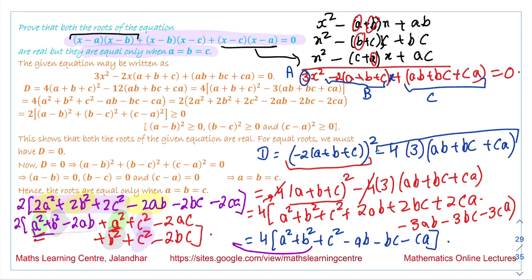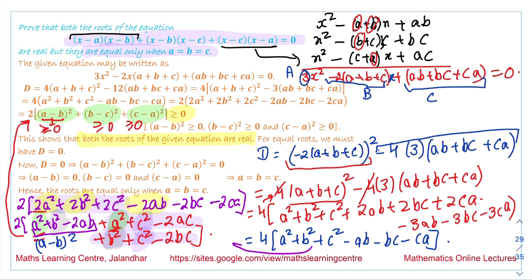Now what is this complete term? This complete term is (a minus b) whole square. Next is (b minus c) whole square, and next is (c minus a) whole square. These are the three terms we are talking about over here. Now each of these is a square, so we are not saying it is positive, we are saying it is greater than or equal to 0. This is greater than or equal to 0, and this is greater than or equal to 0. So this shows that the roots of the given equation are real.